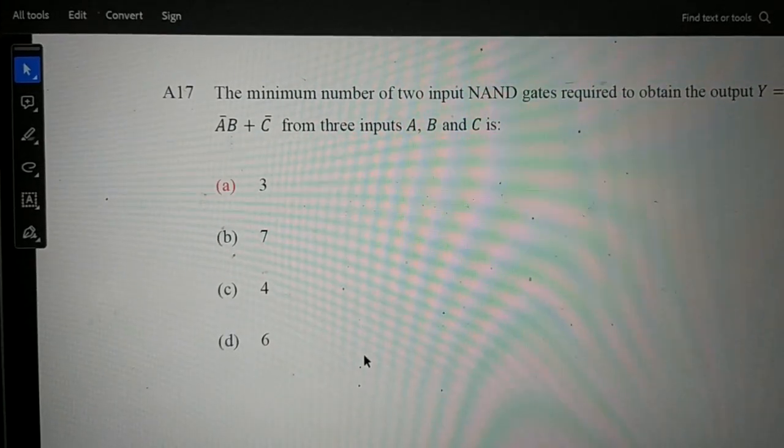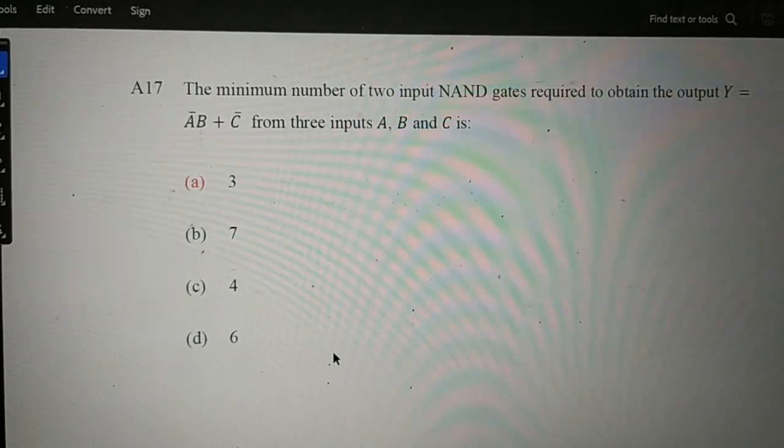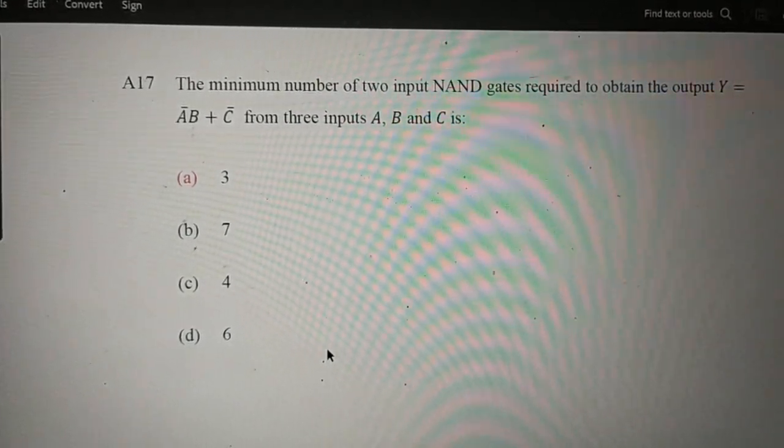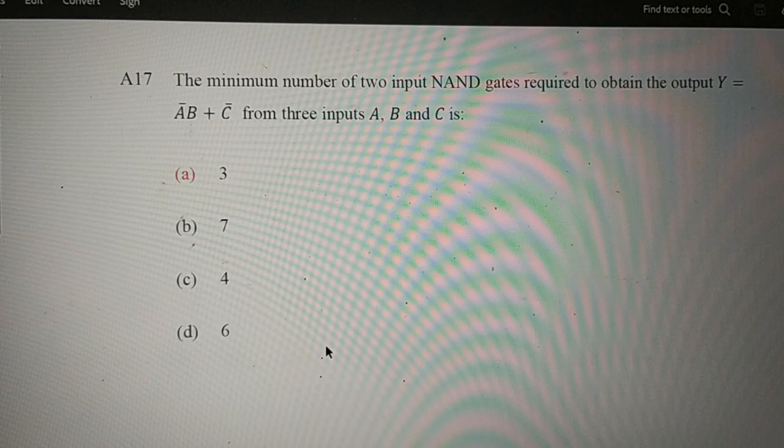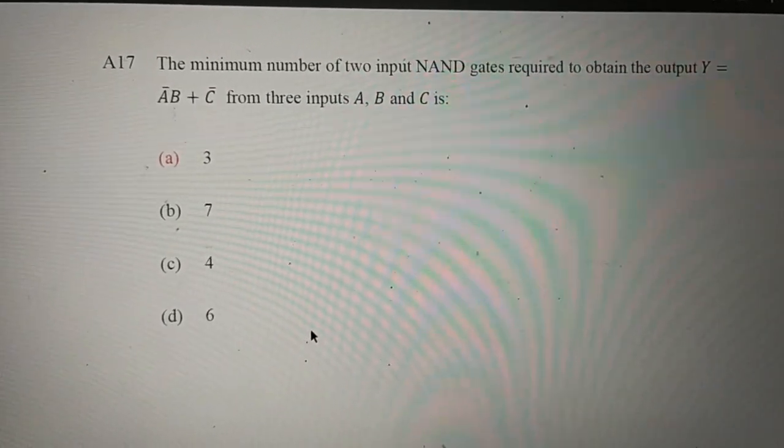The minimum number of 2 input NAND gates required to obtain the output A bar B plus C bar from 3 inputs A, B, and C. Okay, so let's draw the diagram.